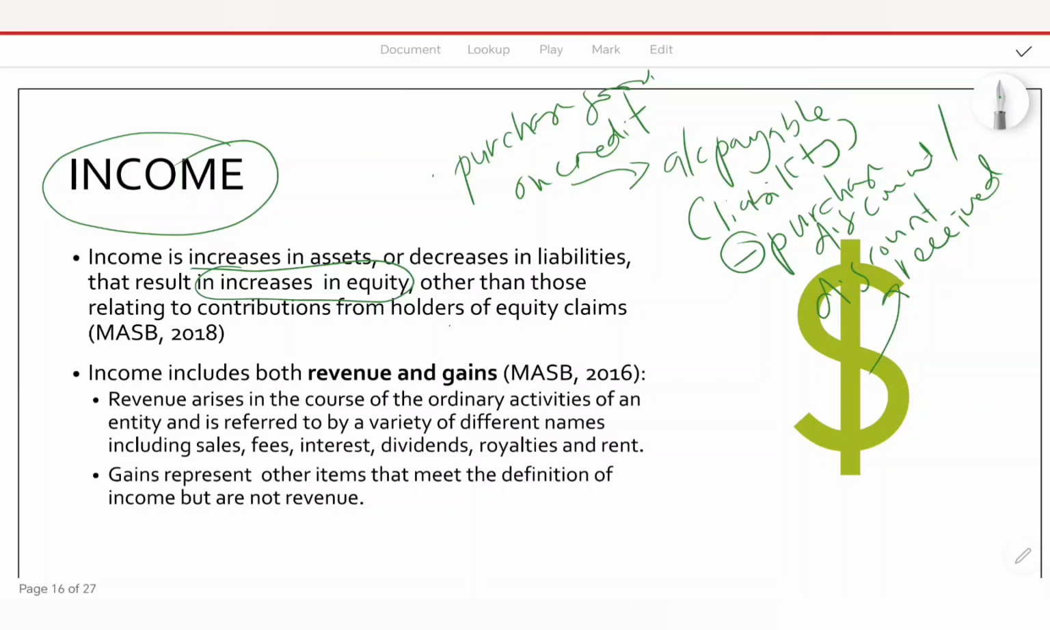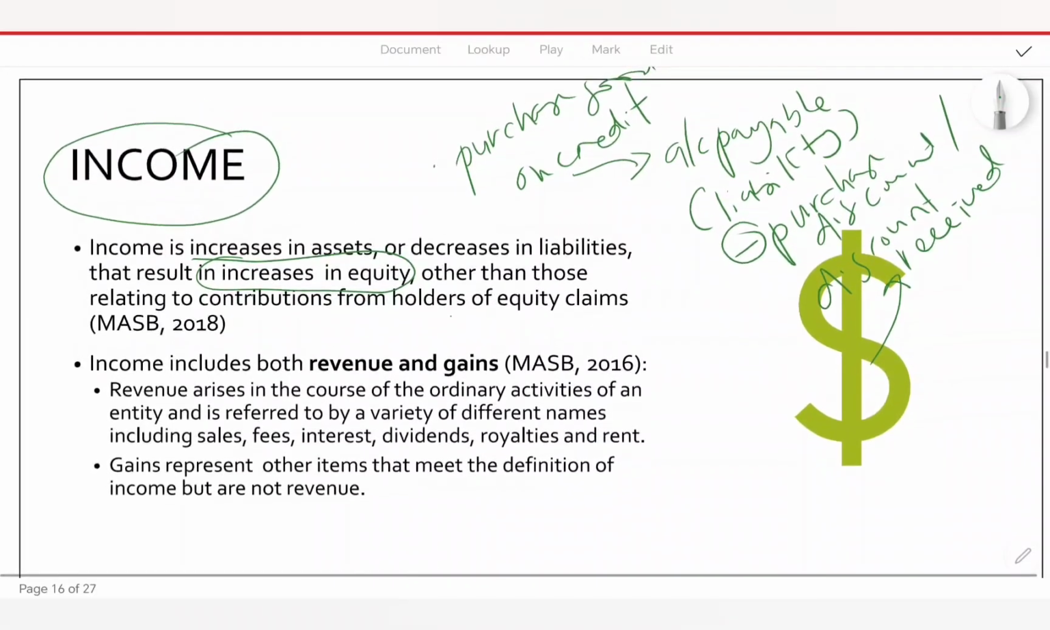For example, if you are selling an asset above its carrying amount or net book value that you have recorded in your books of accounts, if you sell your asset higher than its carrying amount, you have a profit on disposal, or gain on disposal. That will also be considered as income and will be recorded in the statement of profit or loss as income.